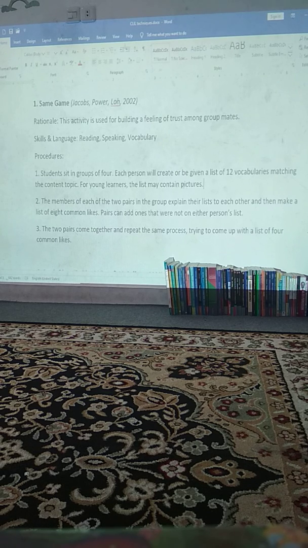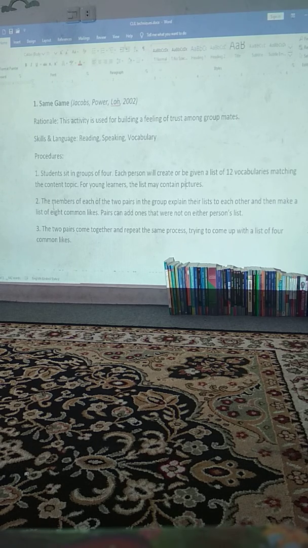As for young learners here, this list of vocabulary can be replaced by pictures or can be accompanied by pictures. The members of each of the 2 pairs in a group, okay, if you have a group of 4, then there will be 2 pairs in every group, should be assigned to explain the list to each other. Then they make further a list of 8 common likes among them. Pairs will then add ones that were not on either person's list.